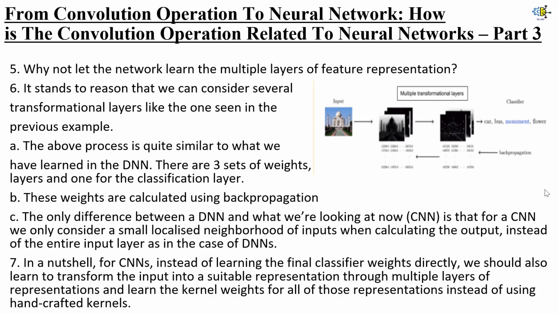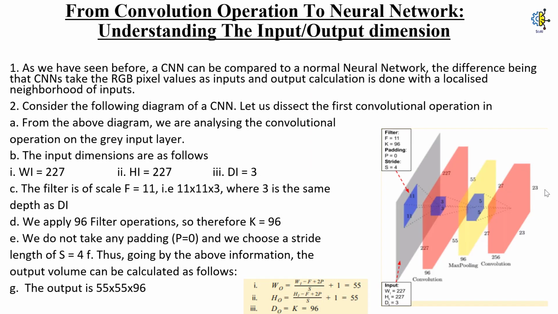The only difference between a DNN and what we are looking at now, a CNN, is that for a CNN we only consider a small localized neighborhood of inputs when calculating the output instead of the entire input layer as in the case of DNNs. In a nutshell, for CNNs, instead of learning the final classifier weights directly, we should also learn to transform the input into a suitable representation through multiple layers of representations and learn the kernel weights for all of the representations instead of using handcrafted kernels.